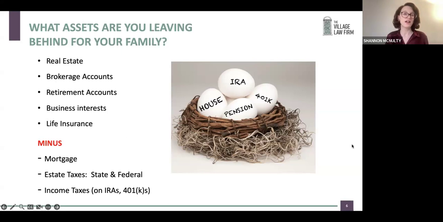And then you would deduct, if you have a mortgage, that's not going to be available for your family. Any estate taxes, whether state estate taxes or federal estate taxes, are going to be deducted from what you leave your family. And then as well, income taxes. This is specifically with respect to retirement accounts. While those can be left to your family, when those accounts are paid out, the taxes have to be paid on those. So that's a way that money can be deducted from what you're leaving.